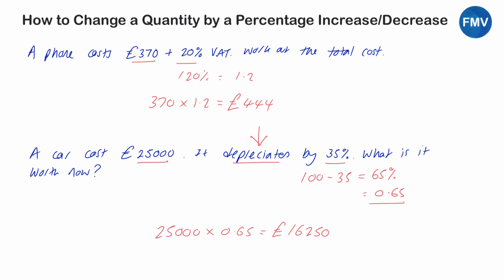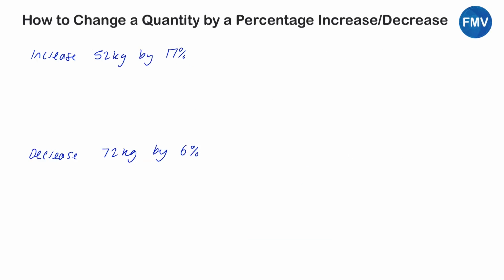That might seem extreme, but actually cars do depreciate quite heavily. Okay, last two questions. Let's see if we can do this in one quick line. So we are increasing. That means we are adding to 100%. So we've got 52 kilograms. We're going to multiply that by the 100% plus the 17, which is 117%. Divide that by 100, it's 1.17, and that will give us 60.84 kilograms.